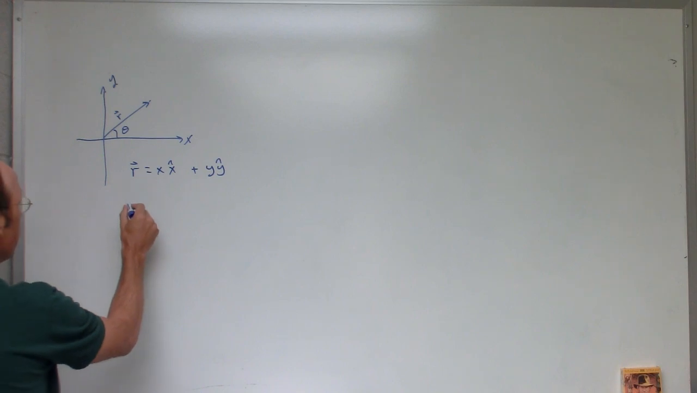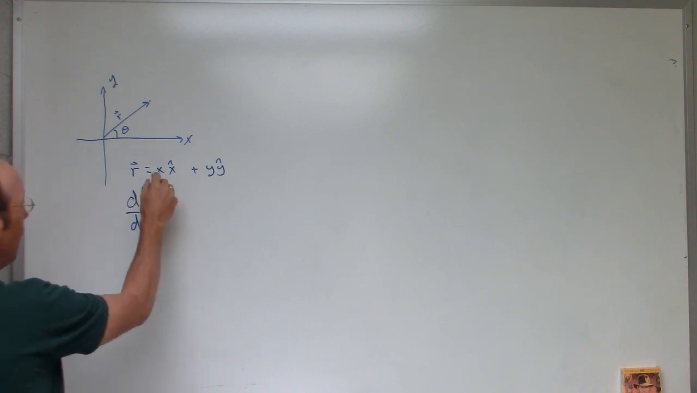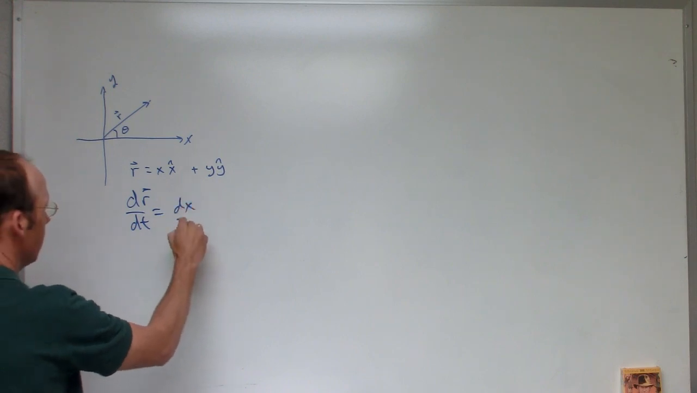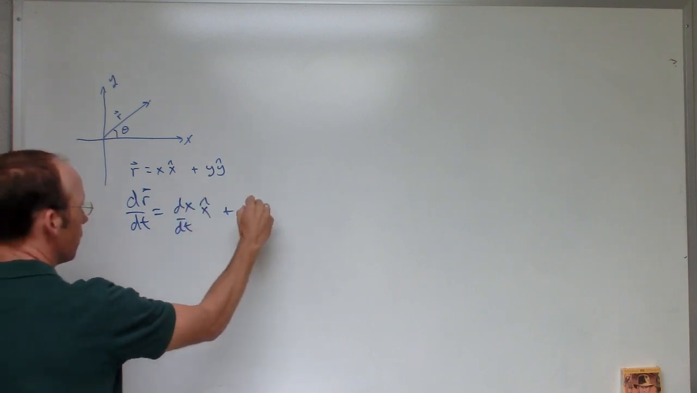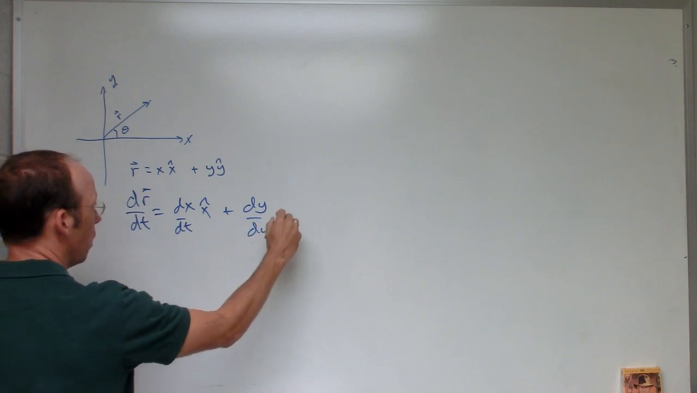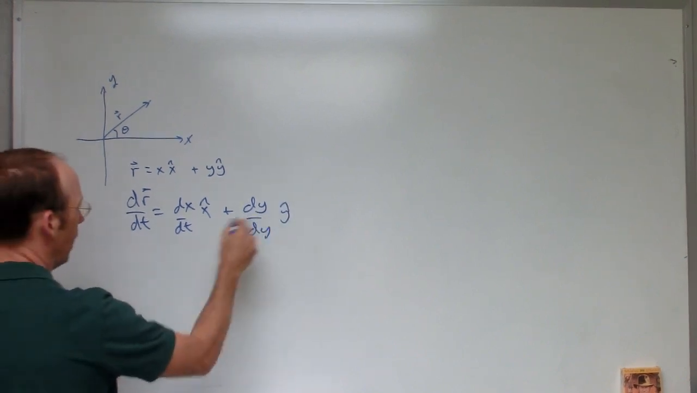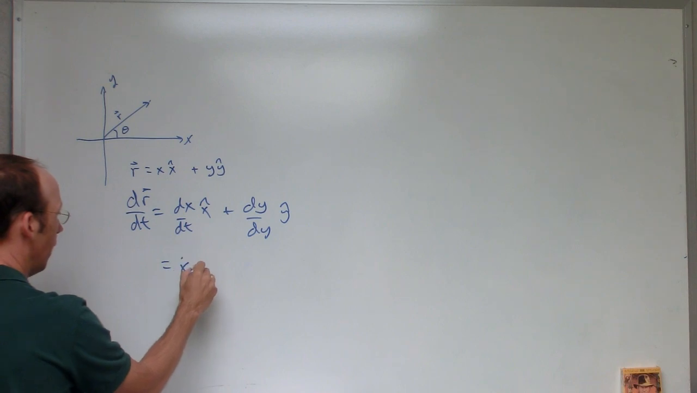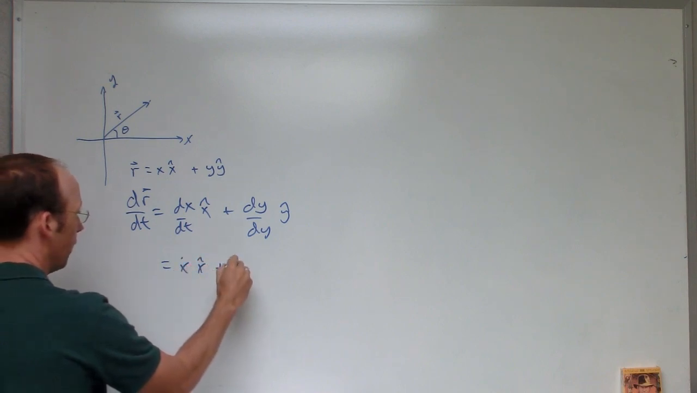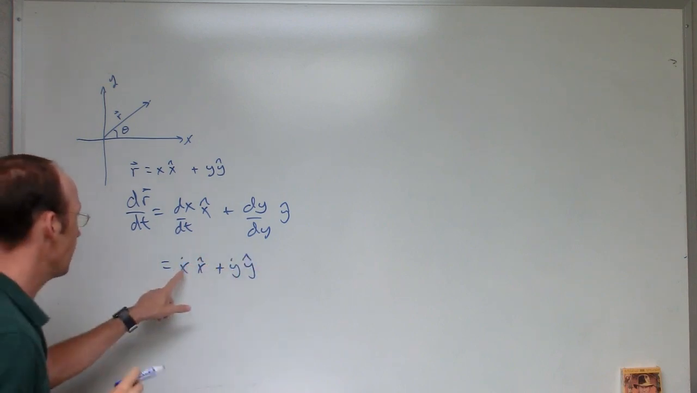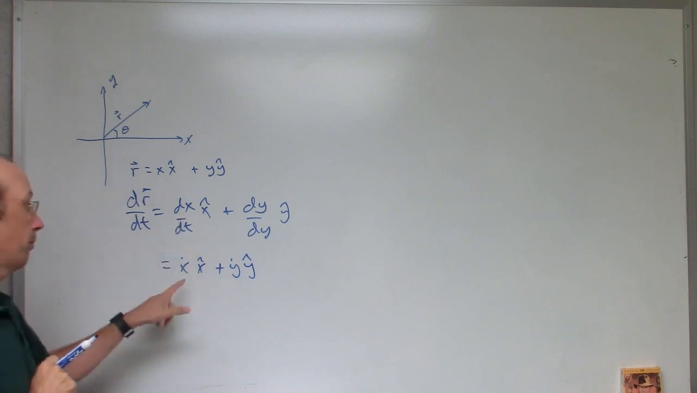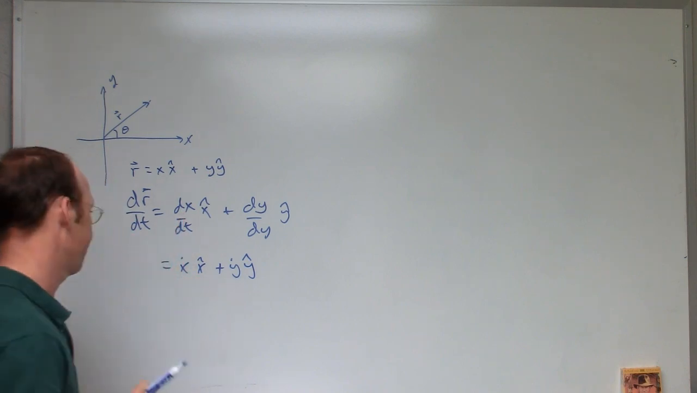So if I want the velocity in Cartesian coordinates, I can just take the derivative of r with respect to t, and I get dx/dt x hat plus dy/dt y hat. I can write that as x dot x hat plus y dot y hat, where x dot is the derivative of x with respect to time. It's just a little bit simpler.